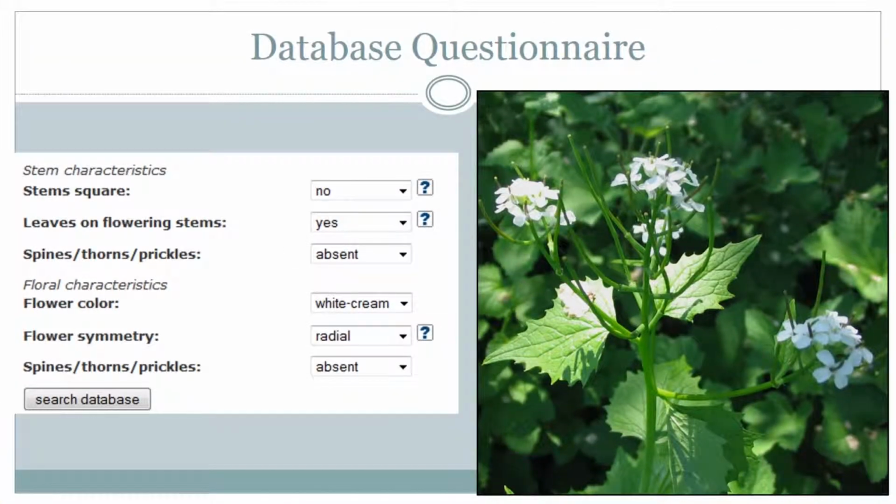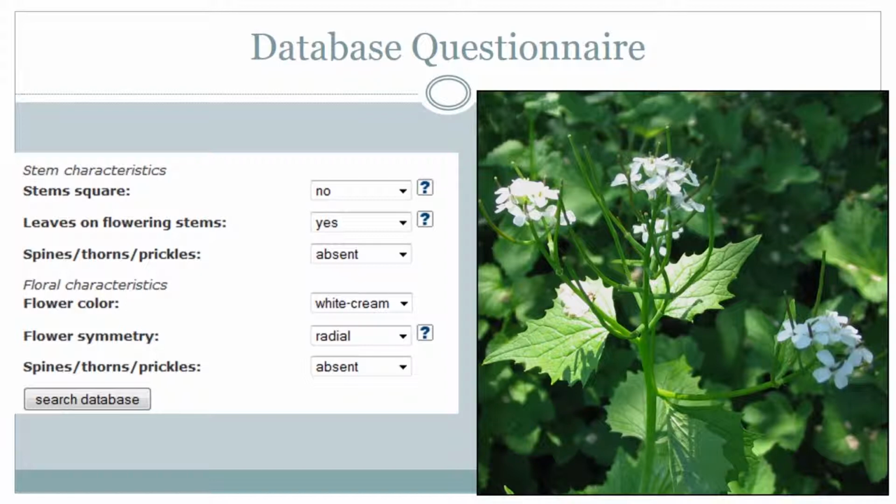These are the final questions in the online weed key. You would see these and the previous slides' questions on the same page when you visit the website. The next questions deal with stem and flower characteristics. Our unknown plant does not have square stems. Square stems are common in the mint family. Our plant does have leaves on flowering stems, which you can see in the photo here, and you can also see that we do not have spines or thorns on the stems.